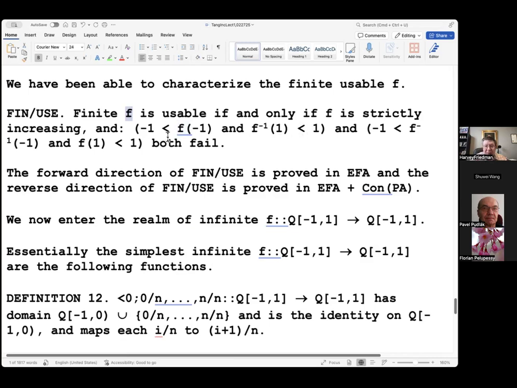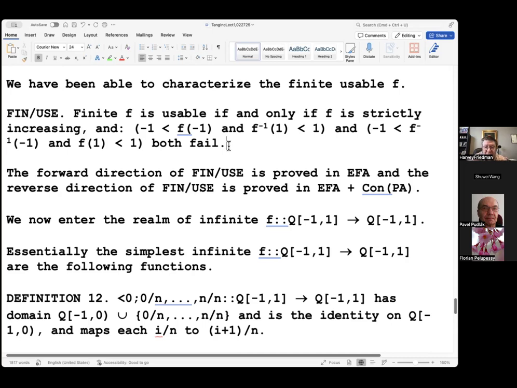Okay. Or -1 is less than F inverse of -1 and F of 1 is less than 1. Both fail. In other words, in order to be usable in the finite case, you're okay if the endpoints behave themselves. But otherwise, there's two kinds of obstructions to being usable, and those are the two.